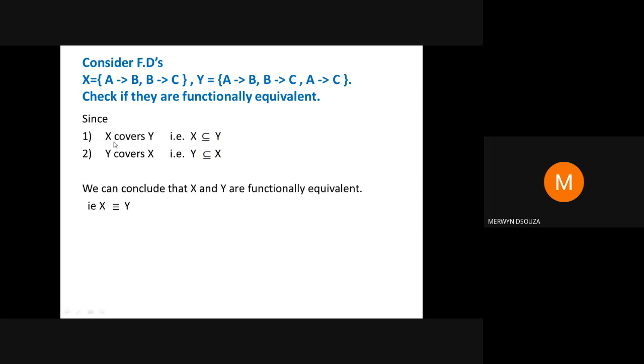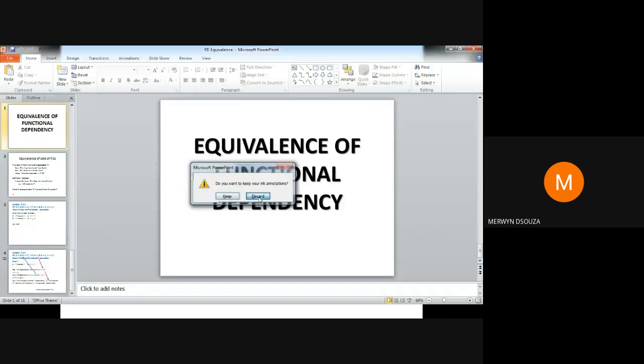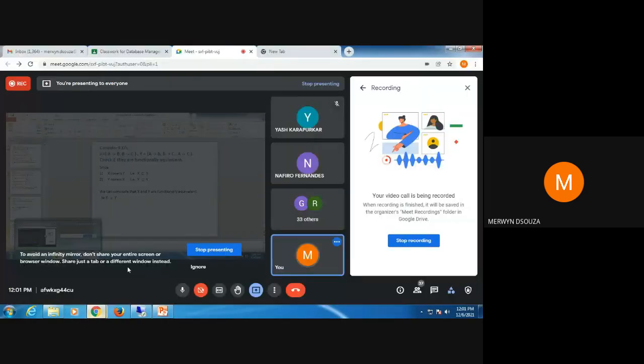Now we have checked both the conditions. X covers Y, which is true. Y covers X, which is true. Therefore we can conclude that X and Y are functionally equivalent. So this is how you find out the equivalence of functional dependencies.